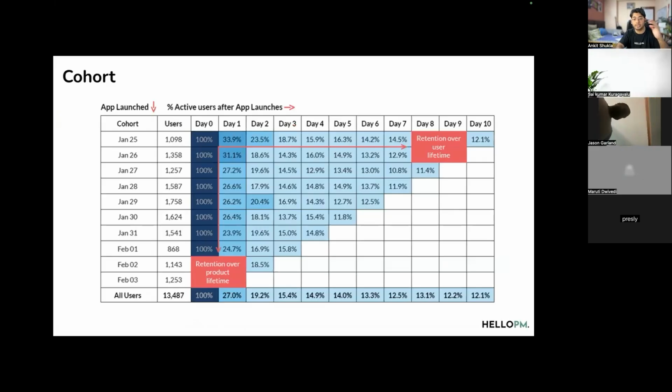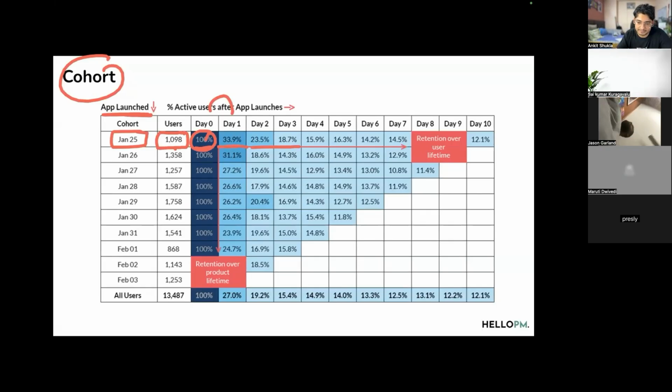And then there is cohort analysis. So cohort is also an example of segmentation. Cohort is a group of users who have done a particular action at a common period of time, which means that these 1098 people, they have launched their app for the first time on January 25. Now, how many of them are coming on day zero? Everyone, because this is day zero. Next day, 33% people are coming, then less people are coming, then less people are coming.